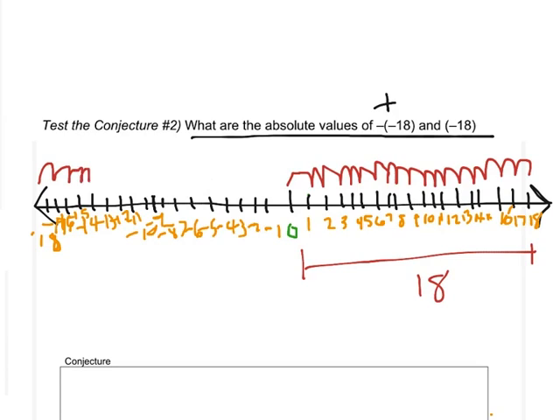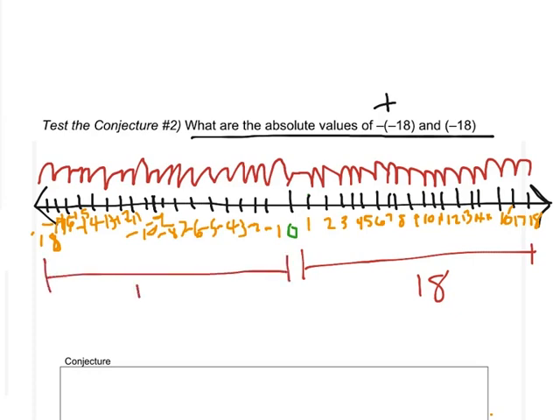1, 2, 3, 4, 5, 6, 7, 8, 9, 10, 11, 12, 13, 14, 15, 16, 17, 18. Also 18 spaces. So we know that these two numbers, 18 and negative 18, are opposite numbers because they are the same distance from 0 and they have opposite signs. We also know that they have the same absolute value because when we counted the distance, it was 18 spaces for both.